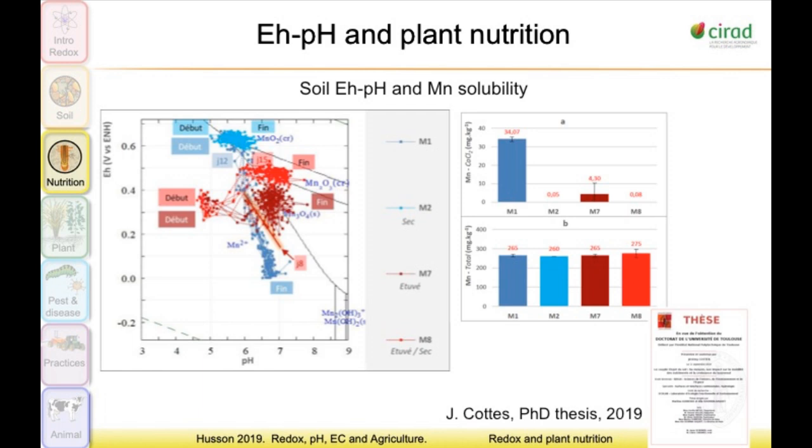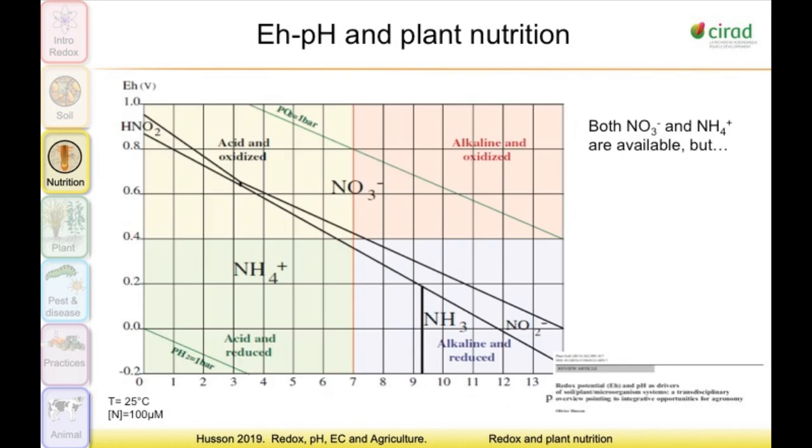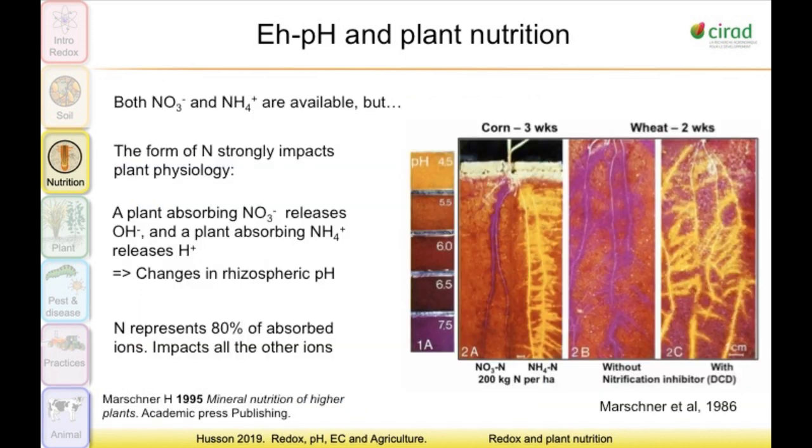So for nitrogen, you can think nitrate and ammonium, both are soluble. So we don't care; the plant can access both of them. The first thing I'd like to say is that for nitrogen, it's really a matter of pe plus pH, you see the limit. It's not only pH or redox, it's really pe plus pH that will determine the form of nitrogen, of mineral nitrogen.